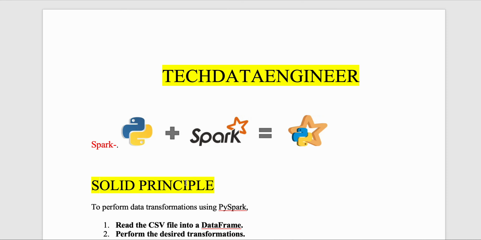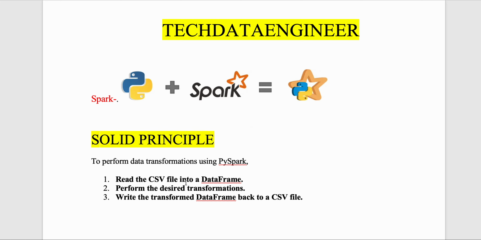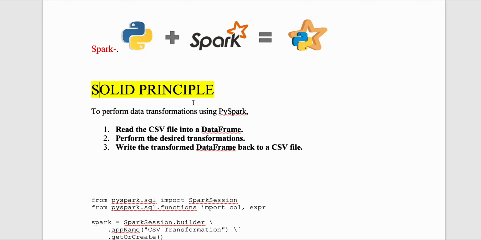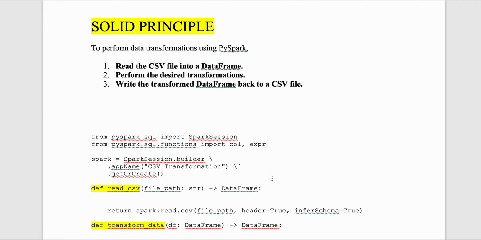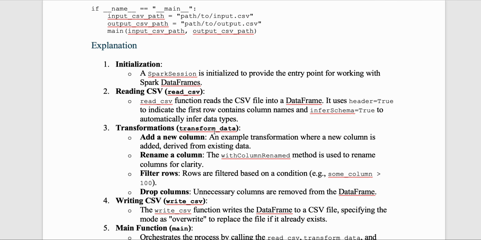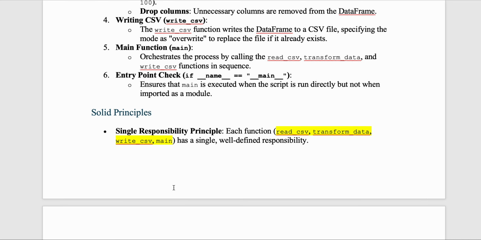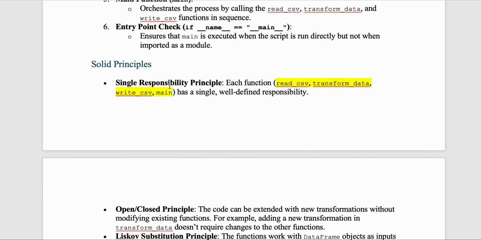SOLID principles. Similar to that, for any task required in big data processing, you can follow these principles at that instance. You can follow each line and try to implement your code based on the SOLID principles. Again here also it's initialization, reading CSV, writing transformations, and writing CSV, then the main function and entry checkpoint. Here also I have written the SOLID principles. Each function has a single functionality: read CSV, transform data, write CSV, and main all have different functionality, so they have different responsibilities.